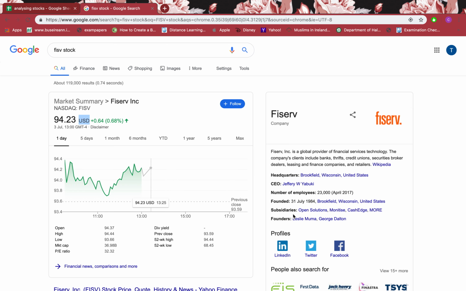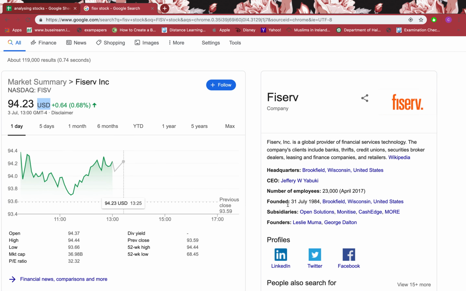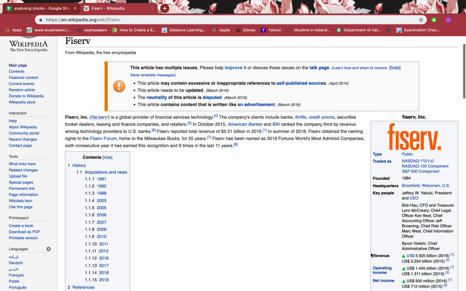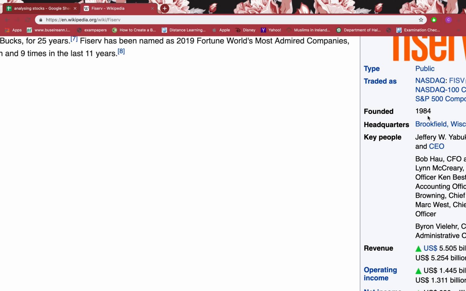And if I want to know when was this founded, I can just have a look at Wikipedia and it says founded 1984, July. And if it's not written outside, I can just click in Wikipedia and there's a box there and I can just say founded and it's 1984.